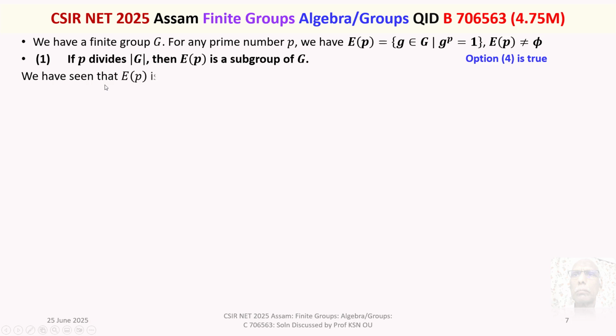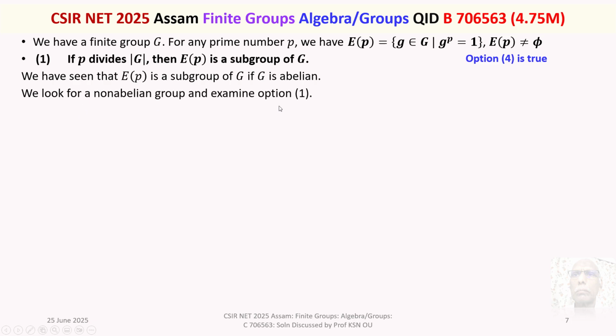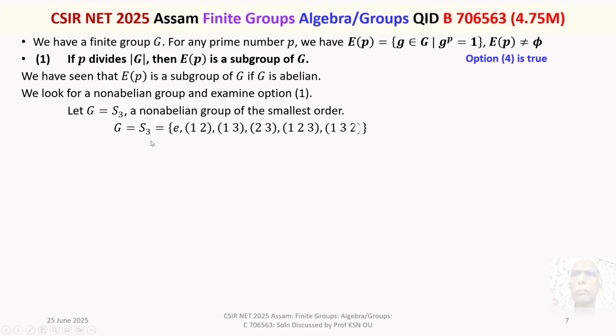So we have seen that E of P is a subgroup of G whenever G is abelian. Therefore, we look for a non-abelian group and examine option 1. Let G be S3. It is a non-abelian group of the smallest order. Right. So, how will G equal to S3 look like?